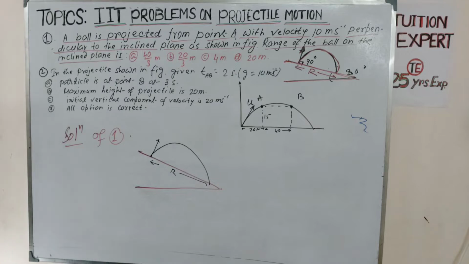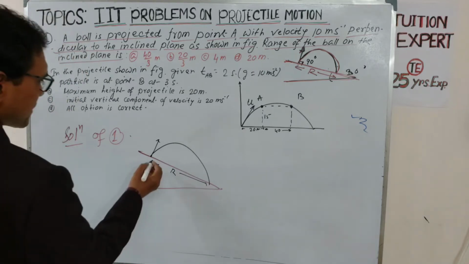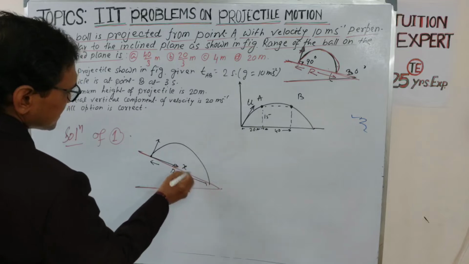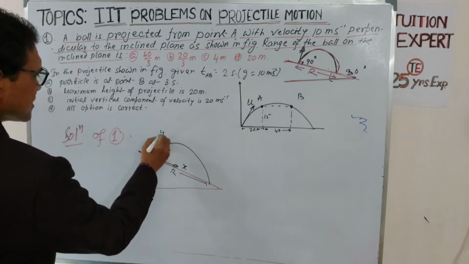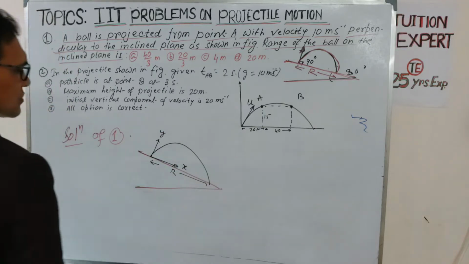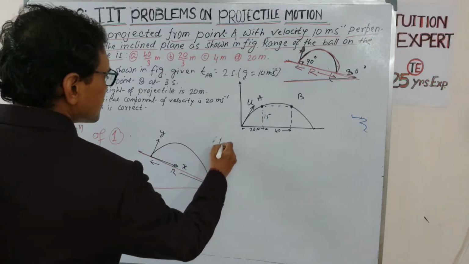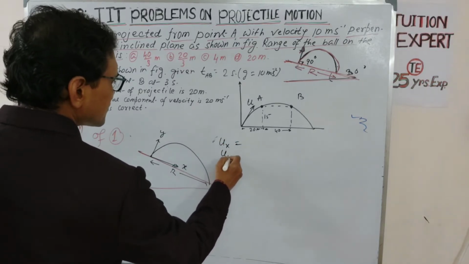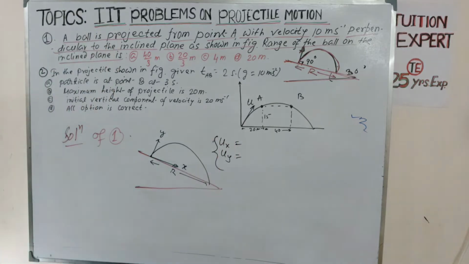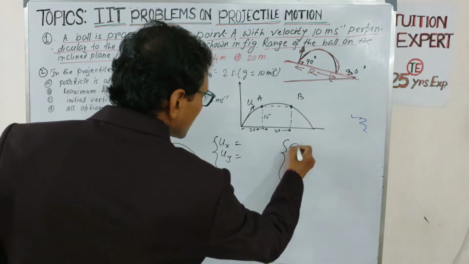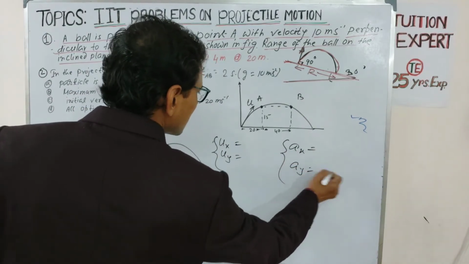I have said already in my videos that to solve this type of problem, resolve the velocity and acceleration along two directions, x and y. Suppose we take this as x-axis and this as y-axis. So the initial velocity along x-axis and along y-axis, and acceleration along x-axis and along y-axis.